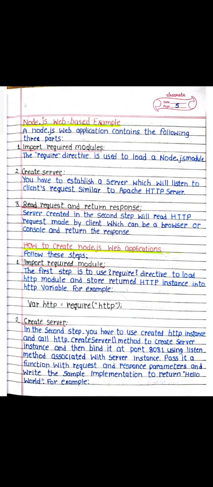Node.js web-based examples. In Node.js, web applications contain the following three parts. Import required modules: the require directive is used to load a Node.js module. Create a server: you have to establish a server which will listen to client requests, similar to Apache HTTP server. Read request and return response: the server created in the second step will read an HTTP request made by a client, which can be a browser or console, and return the response.